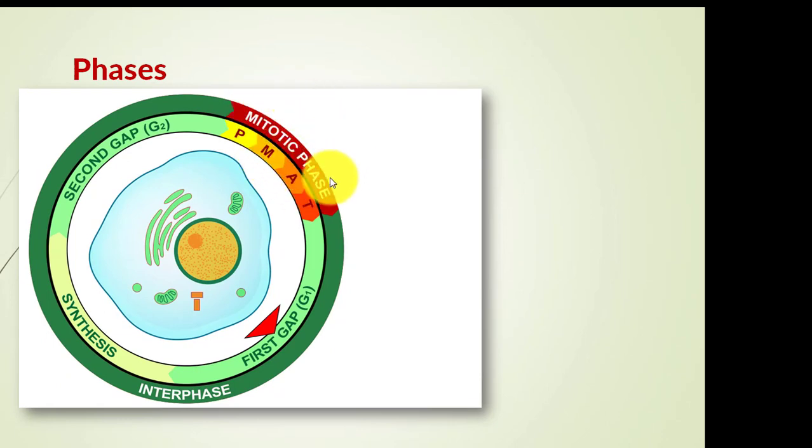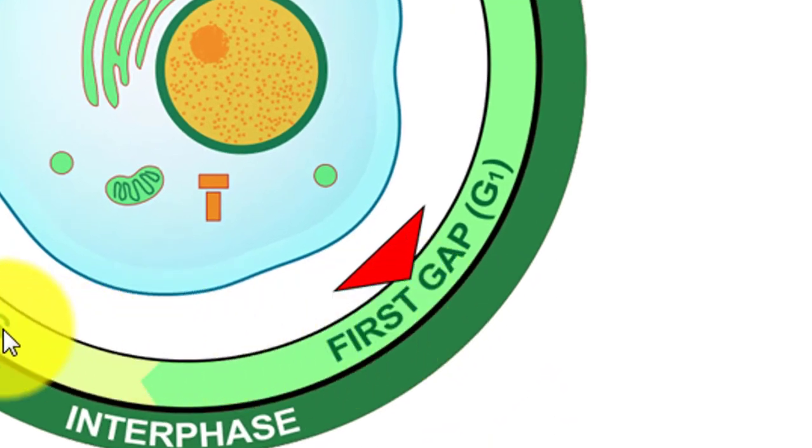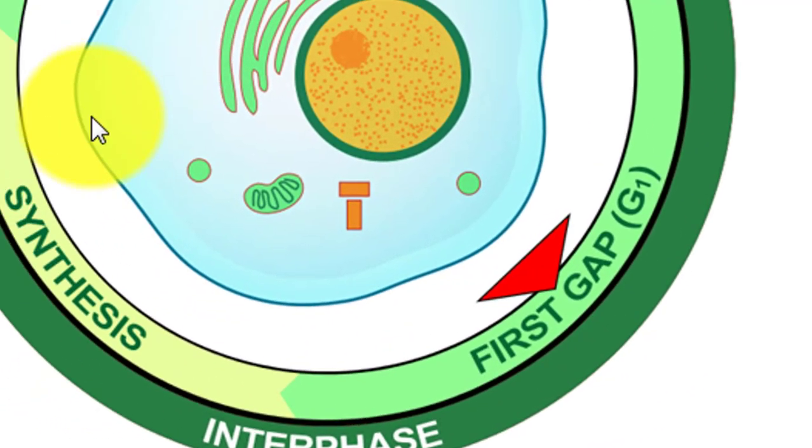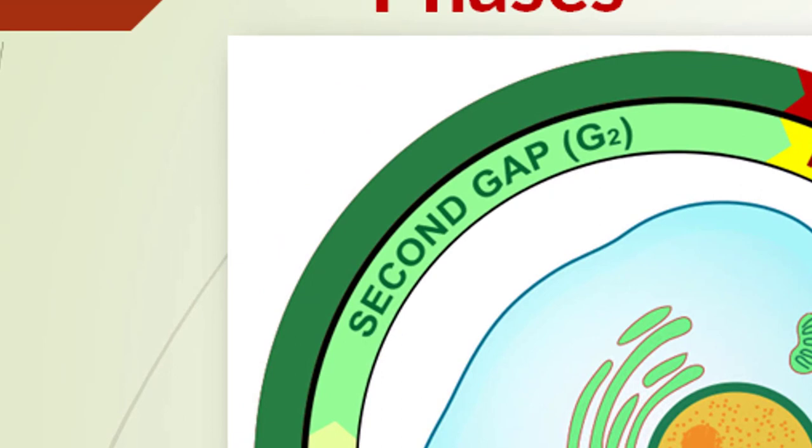This mitotic phase is followed by a phase called the G1 phase, and the G1 phase is again followed by another phase called the S phase, in which the DNA is replicated, is synthesized. So it is called the synthesis phase or the S phase. The S phase is followed by the G2, or second gap, phase.